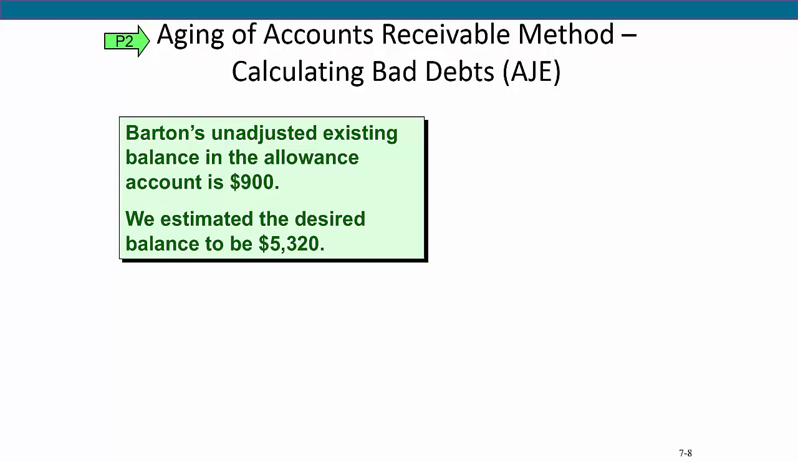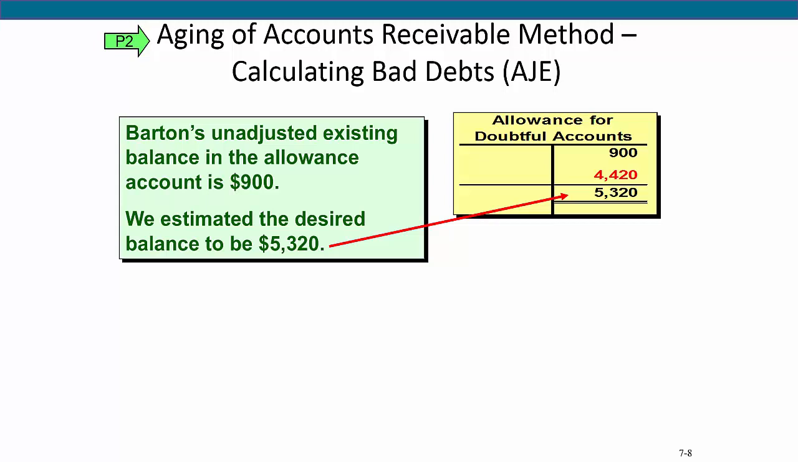Let's assume that Barton already has a $900 credit balance in the allowance for doubtful accounts. Now, if Barton wants the balance to be $5,320, how much must it record as an adjustment? What do you think? Pause the video and figure it out here for a moment.